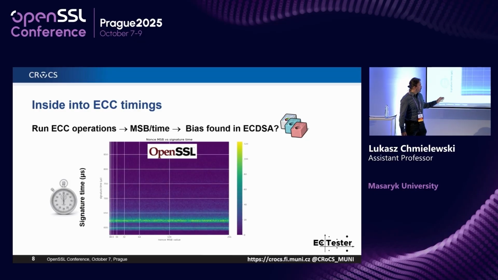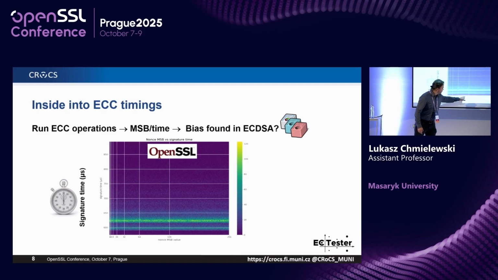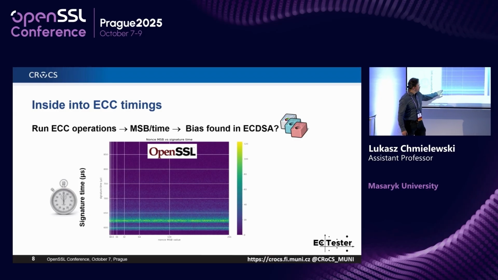We run it on OpenSSL. This is essentially different values of the nonce, from 0 to 256. And this is a heat map showing how long the execution time is here. And we can see that there is a flat line here. So essentially it's a straight line. So there is probably not that much. So it tells us it's constant time, it looks fine.